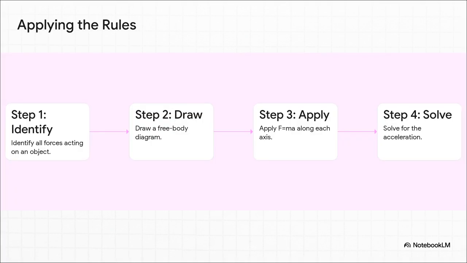And here's the best part. Using this rule isn't just some random guesswork. It's a clear step-by-step process. First, you figure out all the forces acting on something. Then, you draw a little diagram to get everything organized. After that, you just apply F equals ma to each direction, up, down, left, right, separately. It's a method that turns what could be a really messy problem into a totally solvable puzzle.